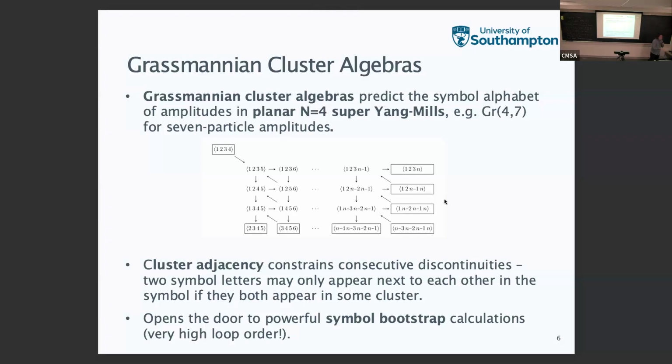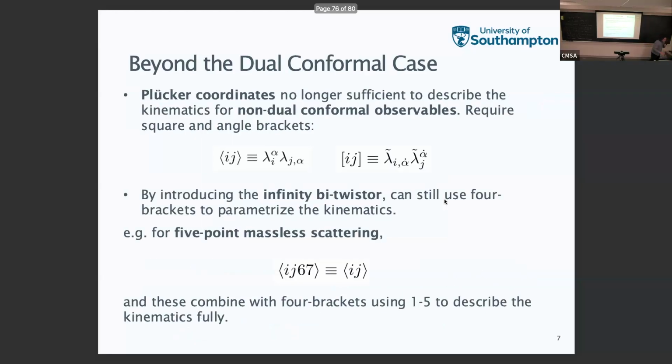It opens the door to bootstrap calculations, as I mentioned earlier. Now, the problem is if we go beyond planar N=4 theory, we're going to need not just 4-component Plücker coordinates, but we'll also need these angle brackets, contractions just of the lambdas. And a nice way to overcome this issue is to introduce the infinity bitwistor so that you can still use 4 brackets to parameterize the kinematics.